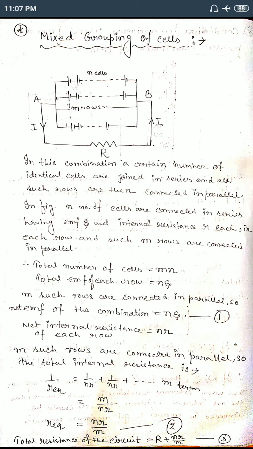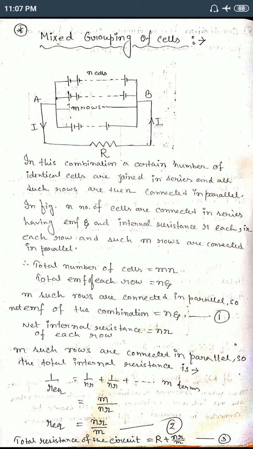So the total resistance of the circuit, because there is also one resistance, that is the total external resistance, capital R. So total resistance of the circuit is total internal resistance plus external resistance, that is R plus nr by m. That is equation 3.